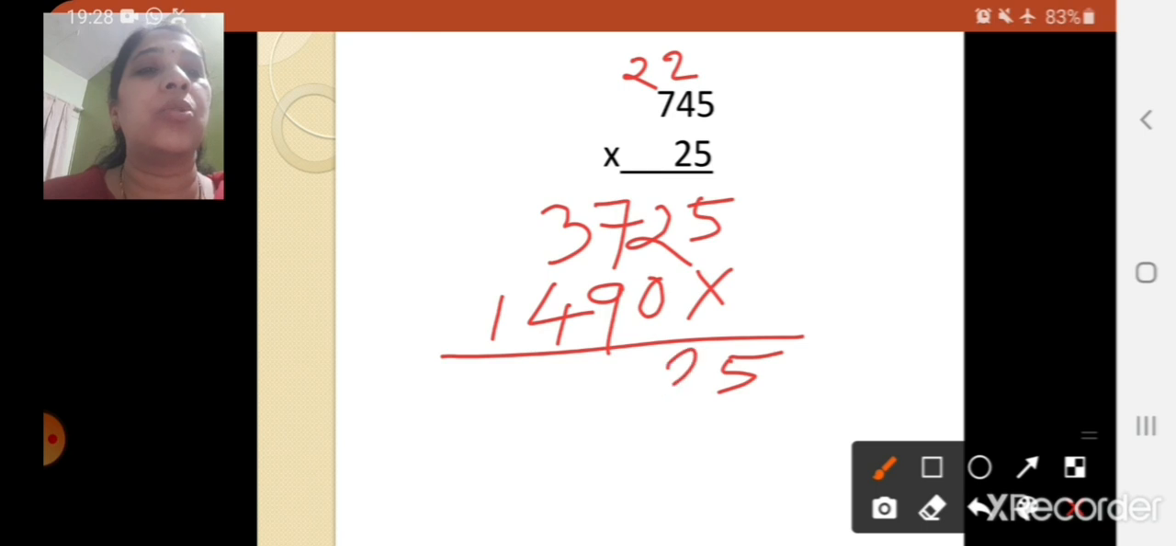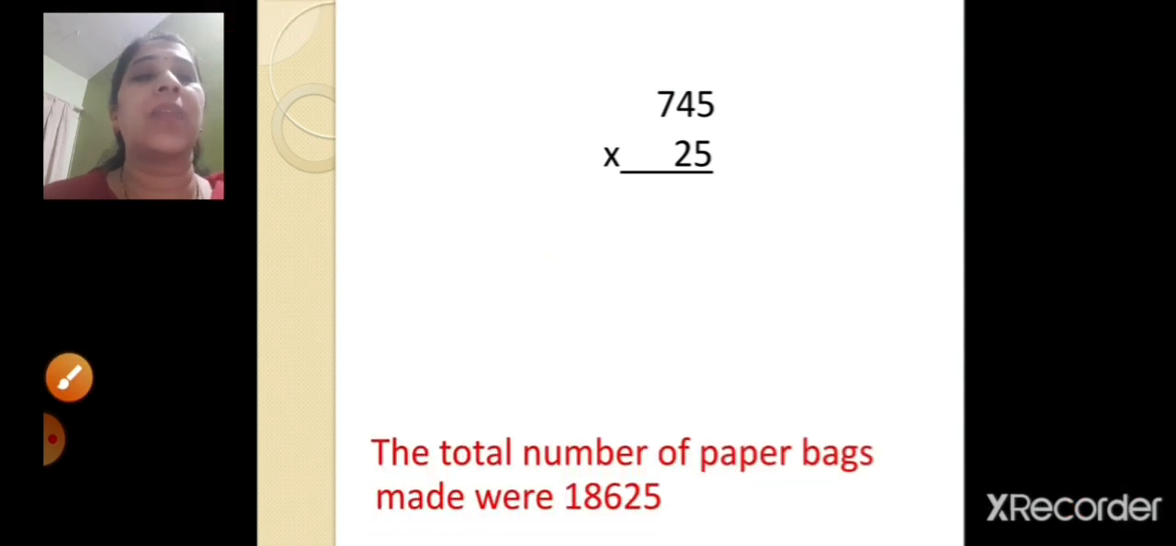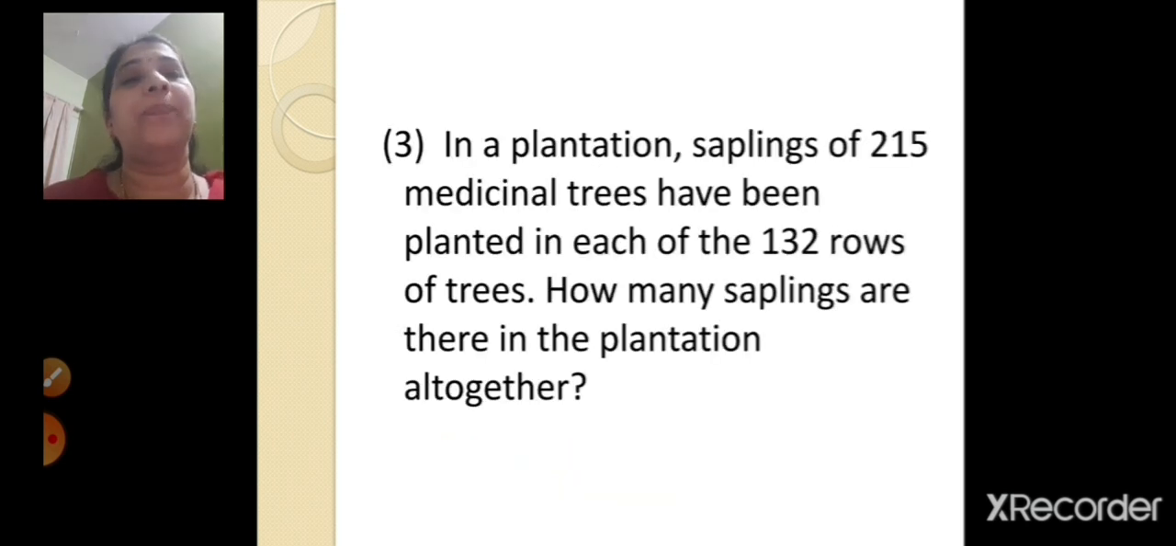5, 2, 9, 7 plus 9 is how much? 16. So 6, 1 carried over. 4 plus 3 is how much? 7. 7 plus 1 is 8. And 1 you will write as it is. So you got 18,625. Right? When you multiply 745 into 25, you got the answer as 18,625. So you will write the final answer as: the total number of paper bags made was 18,625. Right, children? So let's move to the third word problem.